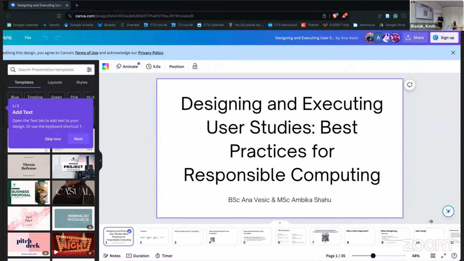This is the QR code I was looking for. You can find this in Austria if you're doing any type of research or similar. You can also check this website. It's basically on the same topic about responsible research and innovation.